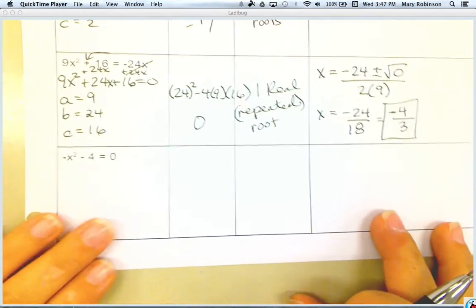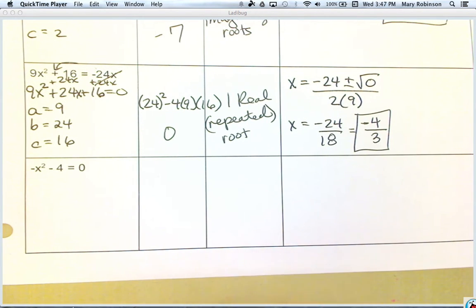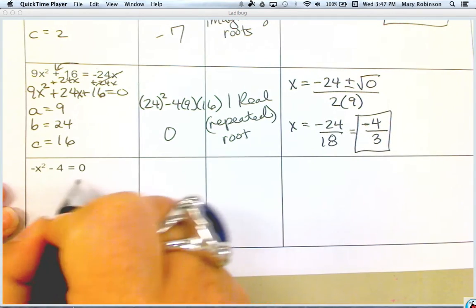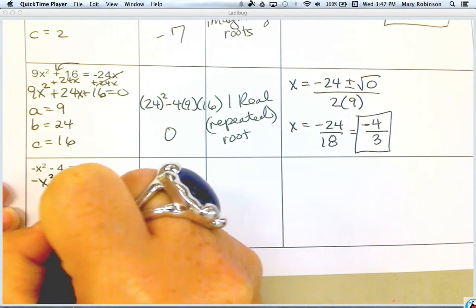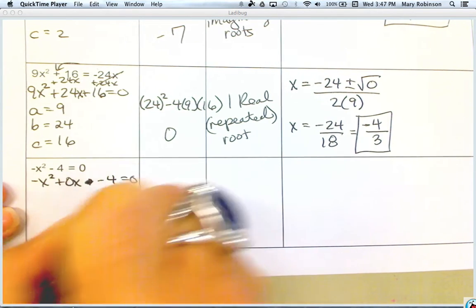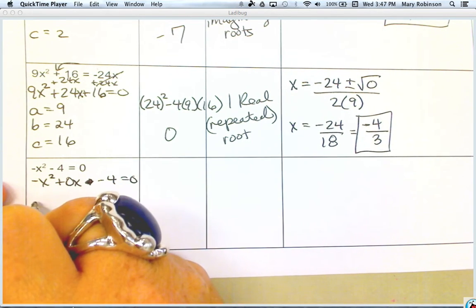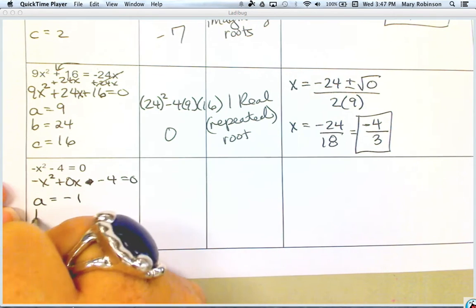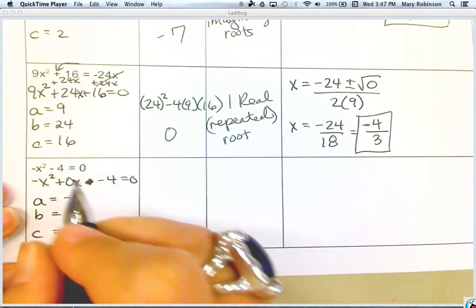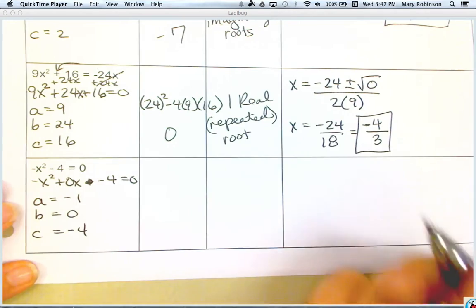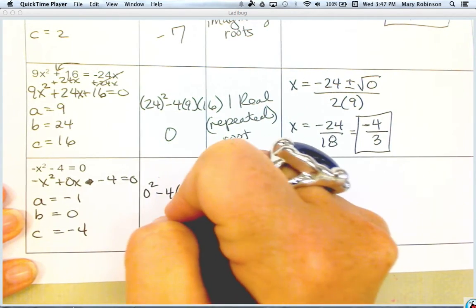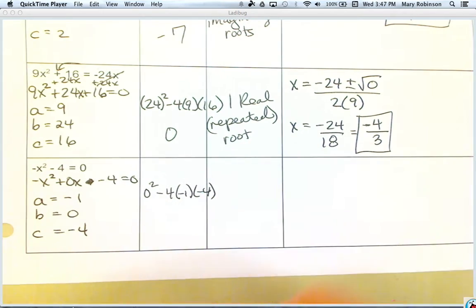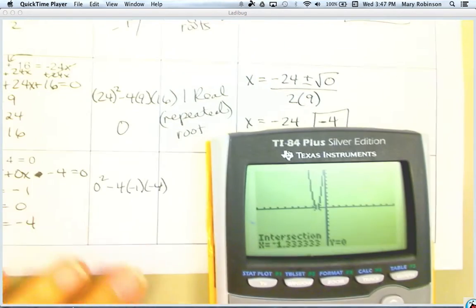All right, I'm going to do number 4 as the last one, and make sure you can set up 5, and then I'm going to ask you to complete the rest for homework. So on this one, if you notice, guys, we're missing a linear term. If we want to consider that as a 0x term, that's fine. You don't have to write it. But A is -1, B is 0, and C is -4. If we type in 0 squared minus 4 times -1 times -4, let's see what happens with our discriminant value.